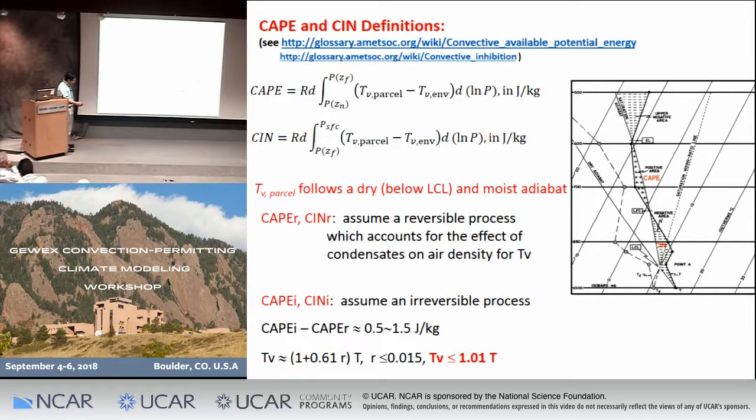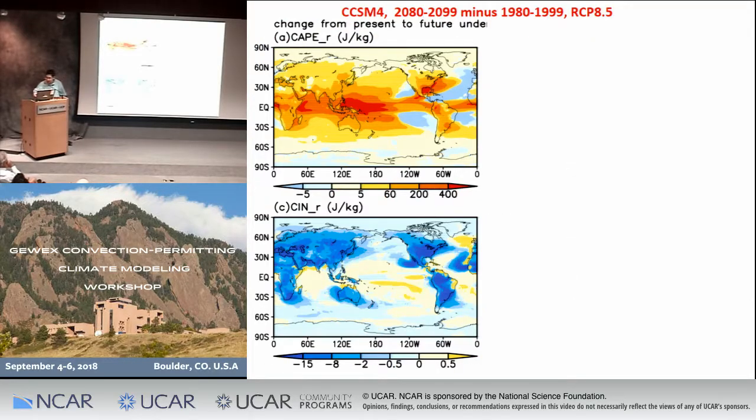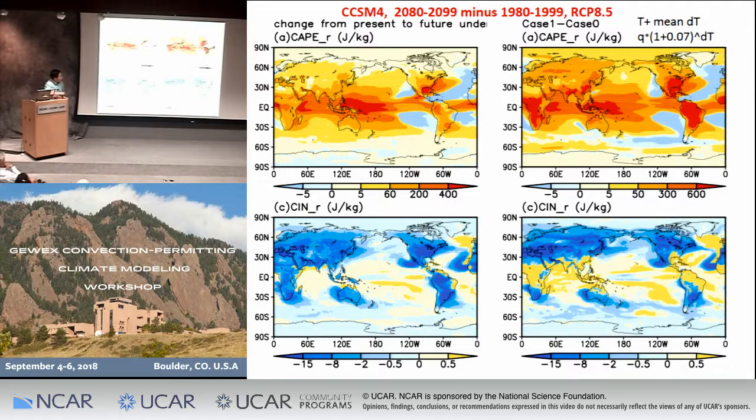If we look at the difference between the virtual temperature and the actual temperature in the mean climate, the moisture contribution is very tiny, less than 1%. However, if we look at the potential changes, let's see. So that's some of the background about the CAPE and CIN calculations.